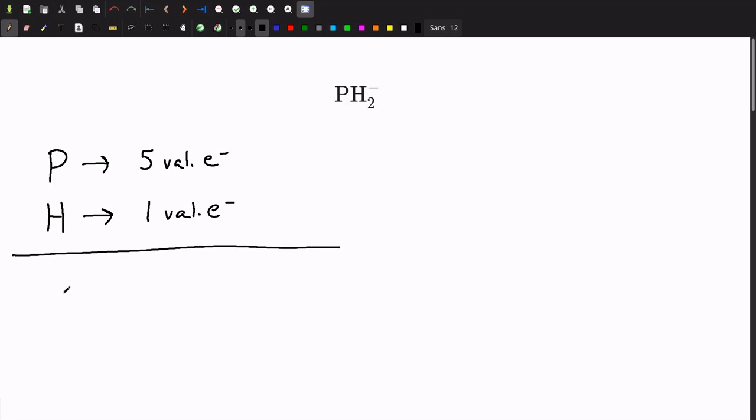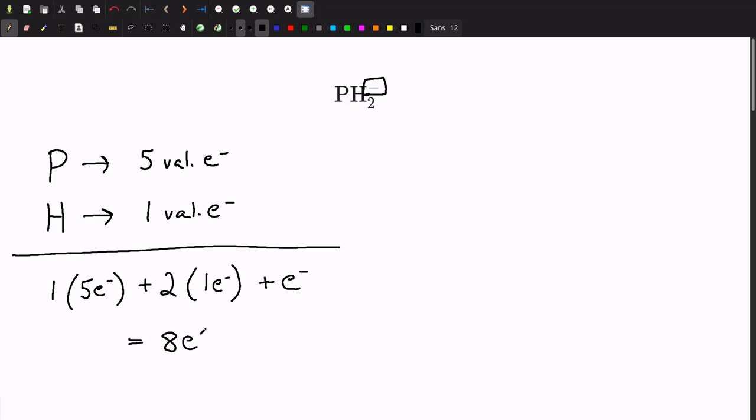If we want to write out our bank here, we get 1 phosphorus giving us 5 electrons plus 2 hydrogens. Each of those is giving us 1 electron plus an extra electron due to this charge here. That's what it's telling us. It's telling us we have an extra electron. So we get a total of 8 electrons to work with. Hydrogen's always a terminal atom, so we have to put phosphorus in the center.